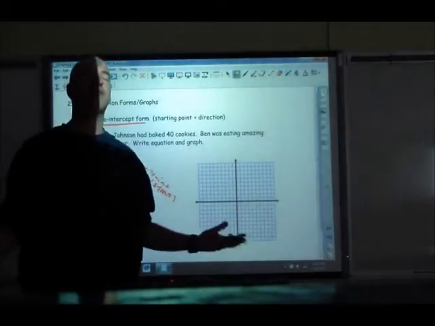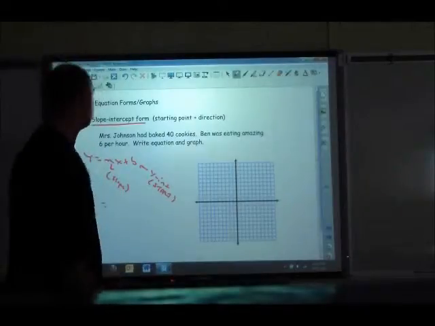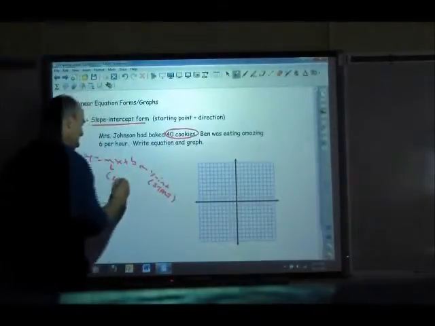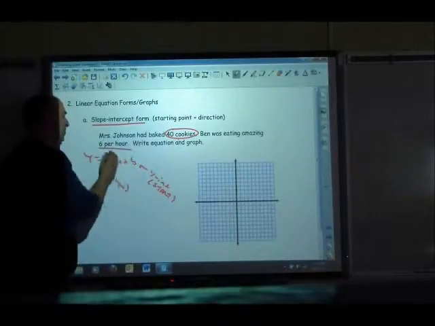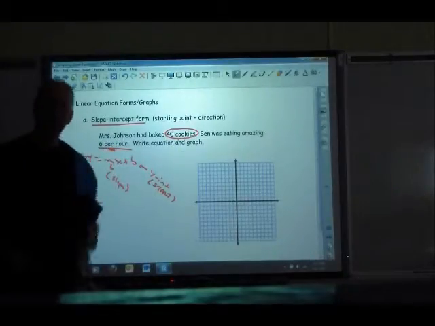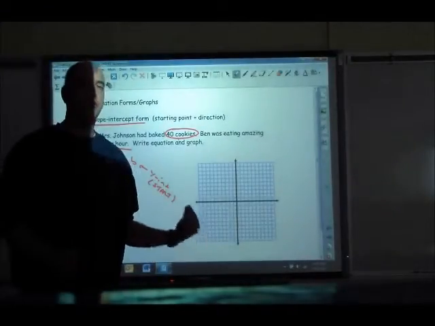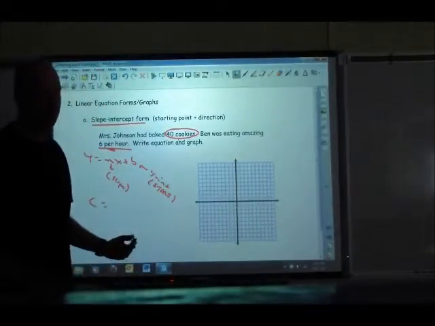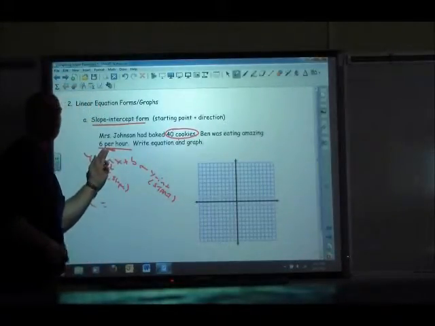What do we have for information? We don't have 2 points. We have 1 point, we have a starting point, and it's 40 cookies. So that would be your y-intercept. From there, anytime you see per behind a number, it's indicating a rate. And slope really is just the rate of change in the dependent variable compared to the independent variable. So when you see this, this is a great indication. Hey, this is the slope.